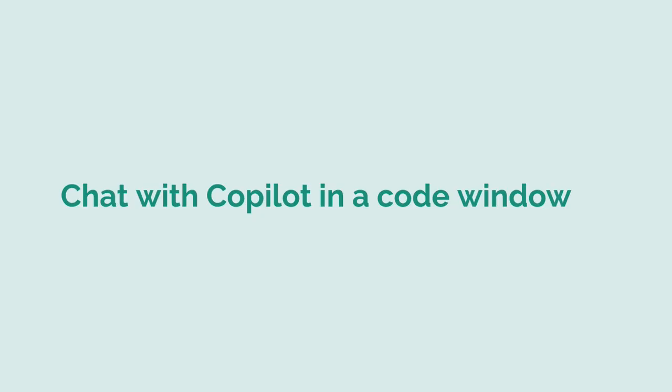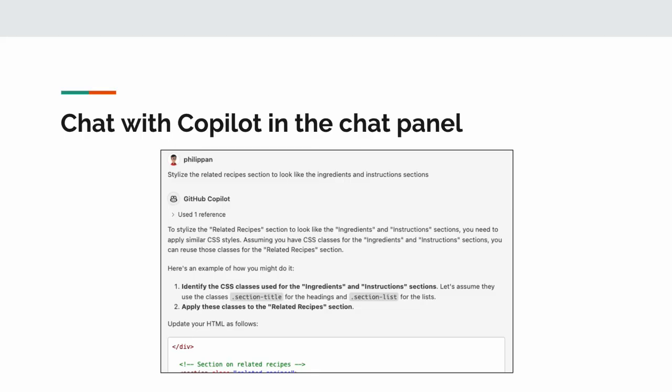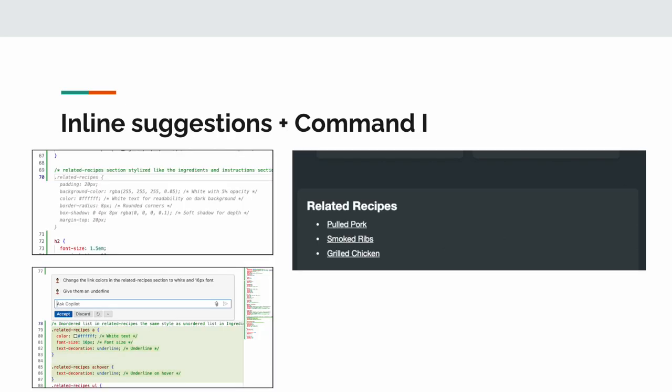Another exercise in developing the recipe page was to chat with Copilot. I wanted chat to help me update that related recipe section to match other sections. It's fine that it didn't provide the code like ChatGPT did, but it gave me instructions that were maybe too abstract. I still had to read documentation to apply it. So overall, I did not find the chat panel to be too helpful.